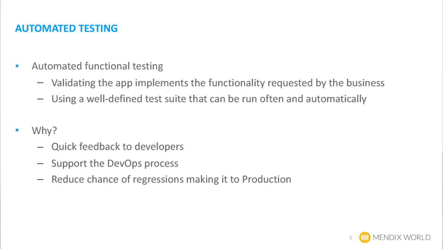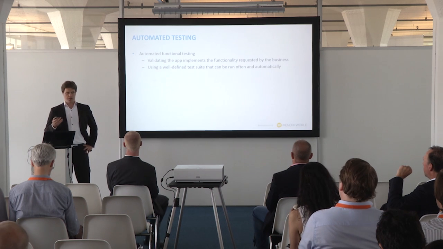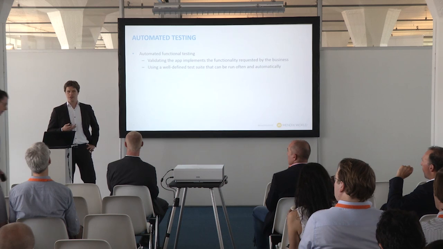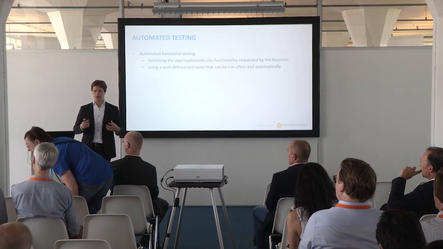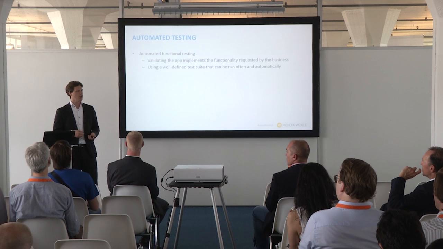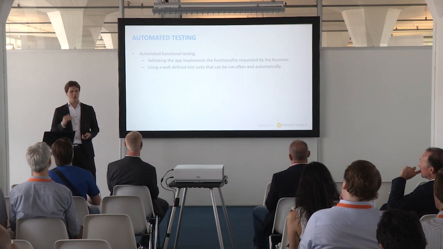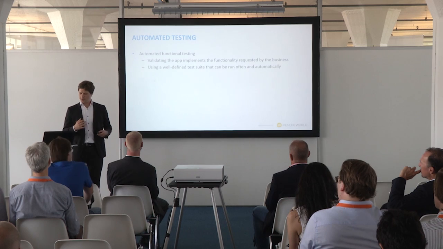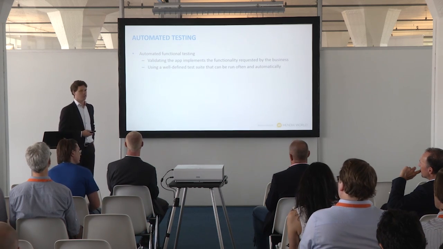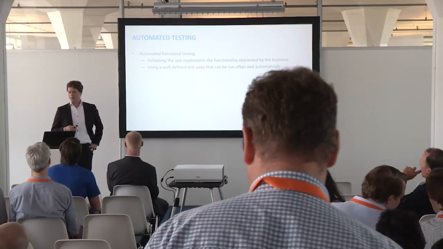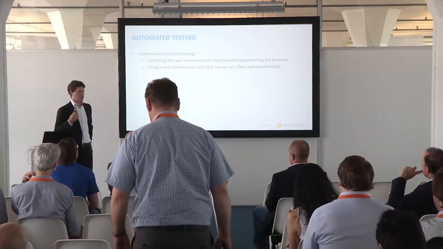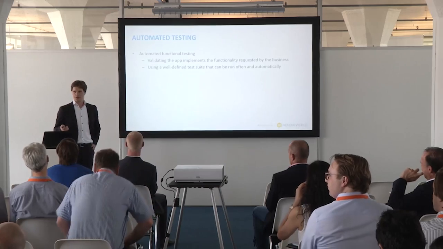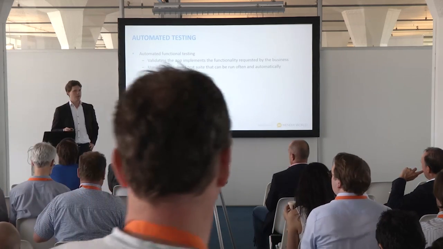What is automated functional testing? You're validating whether the app actually does what you want it to do. You have a set of business requirements that you get from your customer, and you need to check whether that actually works, and you want a well-defined test suite. So you want a consistent, executable test suite that validates your requirements one by one, and that's able to be executed automatically. So you can do it every night, so you can get quick feedback, and you can immediately get notifications of everything that goes wrong, and you can immediately pick it up the next development day and start working on it.